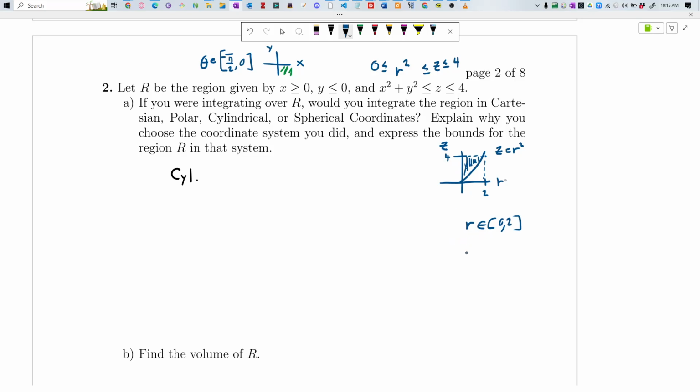And for z, so the bound for z, you can notice that above is constant for z, but below it depends on r. So I would write it like this. So the bound for z depends on r, which means that when we set up our integral, we'll have to force the z integral to be within the r integral. Okay, let's see. So to answer this part of the problem, explain why you chose this.